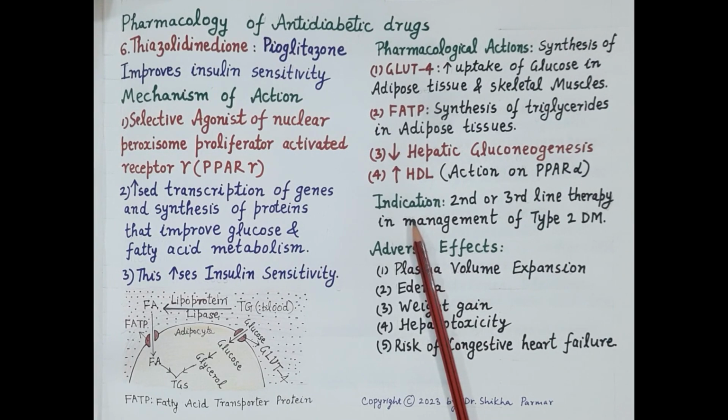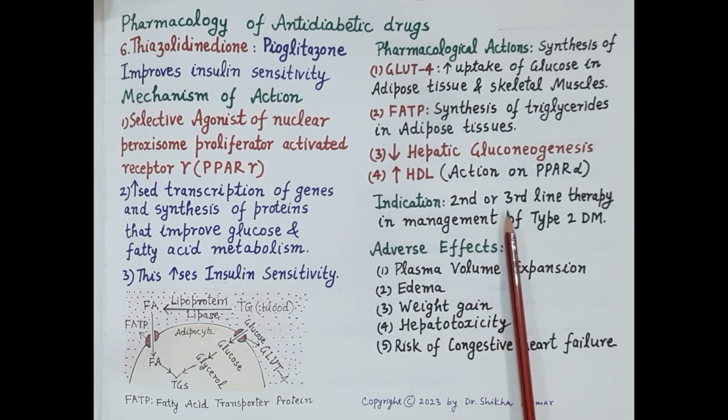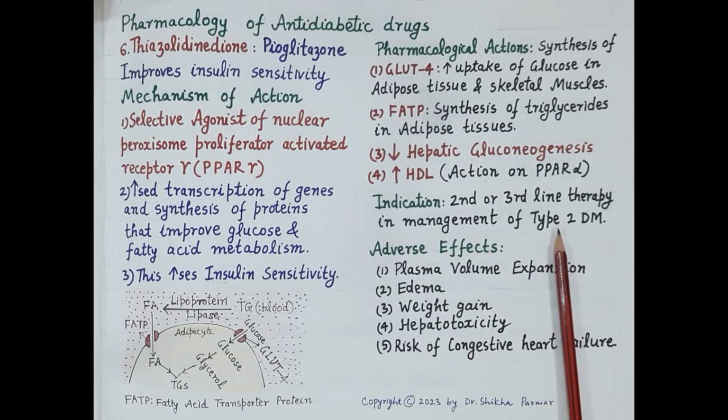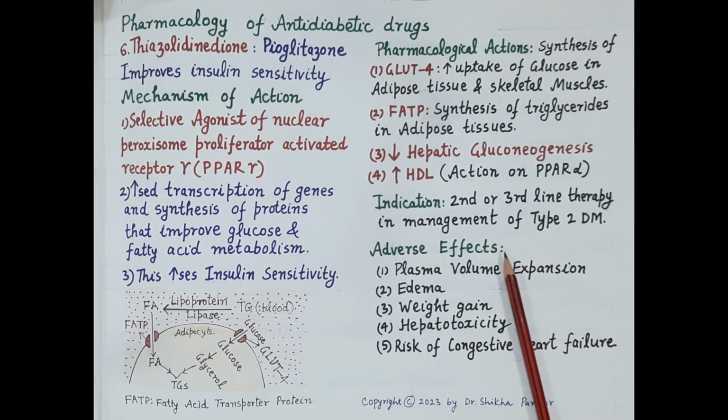Now, indications of pioglitazone. Pioglitazone is used as a second or third line therapy in the management of type 2 diabetes mellitus. Then adverse effects. Pioglitazone increases reabsorption of sodium in the collecting tubules of the kidneys, thereby causing increased reabsorption of water too. So, this increases blood volume and causes expansion of plasma volume. Now, expansion of plasma volume can cause edema or swelling.